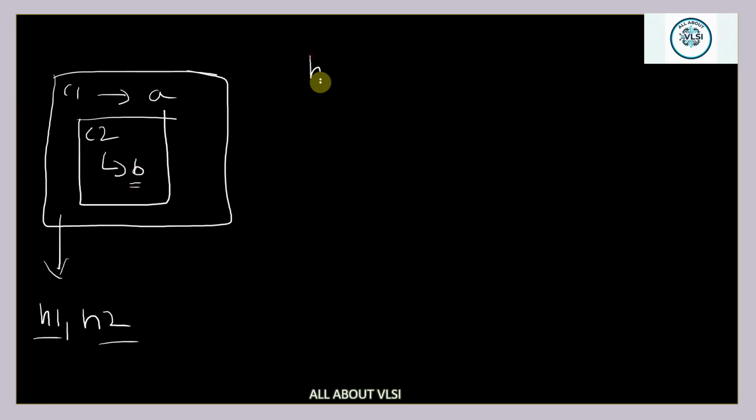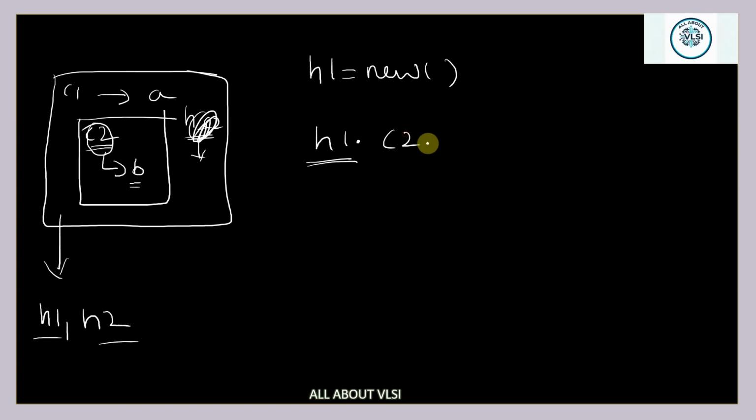Now for H1, I have created the object, and this C2 class handle is, let's say, H underscore C2. So H underscore C2 is a handle for my C2. What I'm going to do, H1 dot H underscore C2 is nothing but my C2 class handle. Without confusion, let us take it as C2 only. H1 dot C2 dot B is equal to 10, we have written.